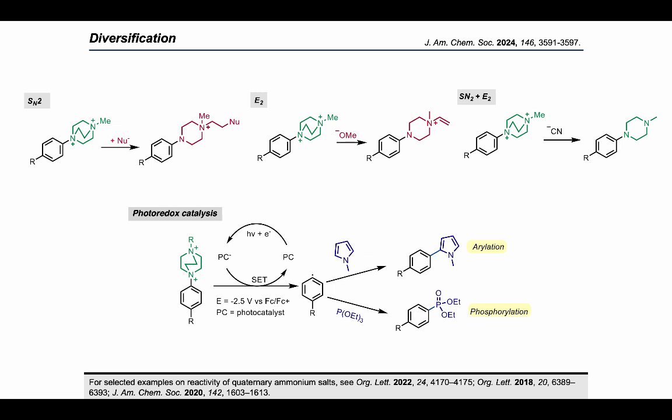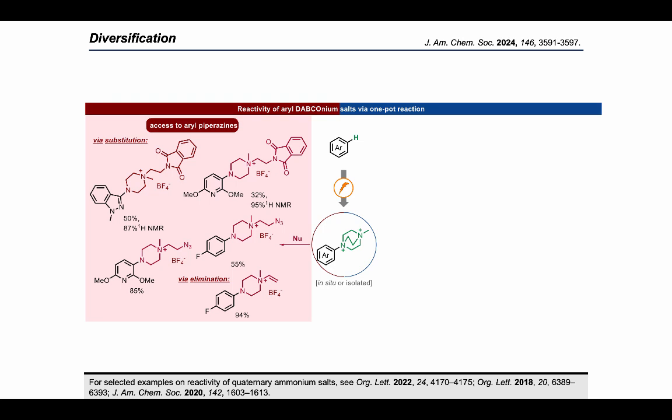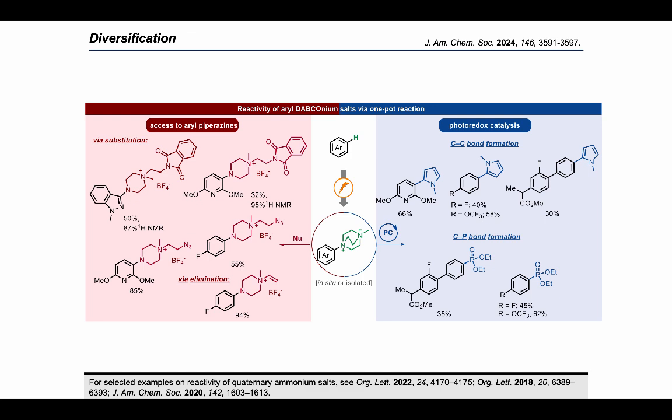The resulting aryl radical generated in situ under photoredox catalysis is trapped by triethyl phosphate or N-methylpyrrole to afford carbon-phosphorus and carbon-carbon bond formation respectively. The synthetic versatility of the aryl dapconium salts is shown to access diverse aryl piperazine architectures. Despite the high electrophilicity of the two positively charged nitrogen atoms on the aryl dapconium compounds, a chemoselective cleavage of the exocyclic carbon sp2 nitrogen bond over ring opening is highlighted through photoredox catalysis.